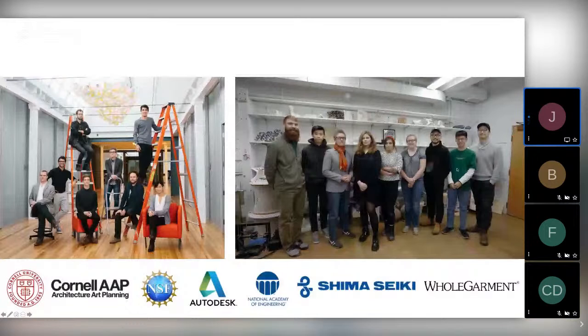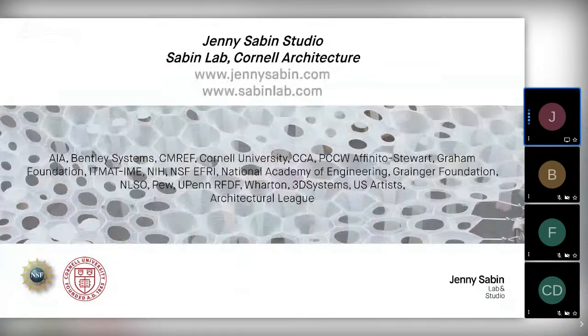And just to conclude, this is a photo of some amazing members of my team, both in the lab and the studio, key collaborators. I've been very fortunate to work with some incredible senior designers, collaborators, and students over the years. And also importantly, we've been fortunate to receive funding from federal funding agencies, industry partners, and beyond.